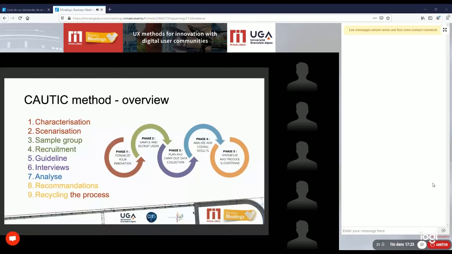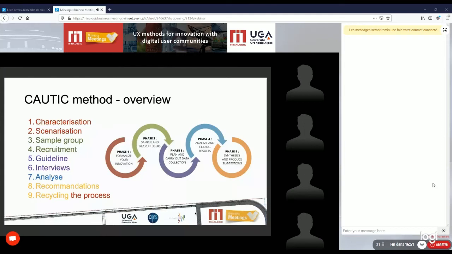Yeah. Many thanks. So in the first phase, we formalize the concept of the innovation according to the 4 CAUTIC dimensions, and we create usage scenarios. Then in the second phase, we characterize the user sample groups that we are targeting, and we recruit them. It goes to the creation of interview guidelines, and we analyze the results, and we make them online datas. And in the last phase, we derive suggestions to improve the innovative concept, and sometimes we start a new iteration, so it cycles again.